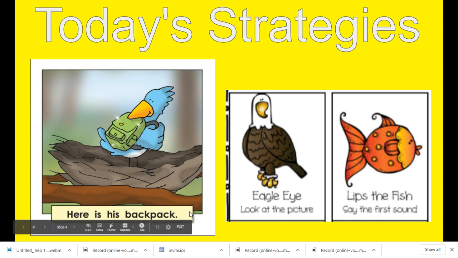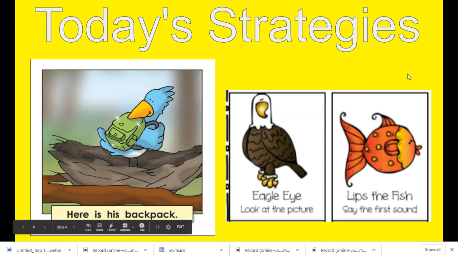For example, we probably learned this pattern when we were reading our bird in school book. Here is his. But what if we didn't know what this word is? Eagle Eye would say, look at the picture. And in the picture, we would notice that bird has this in his hand. And Lips the Fish says, say the first sound. So look at the first sound of this word. It is b, b. And then you put it together with the picture and you get backpack.